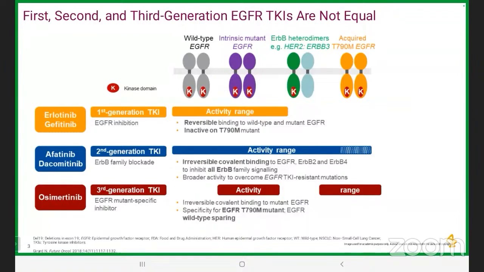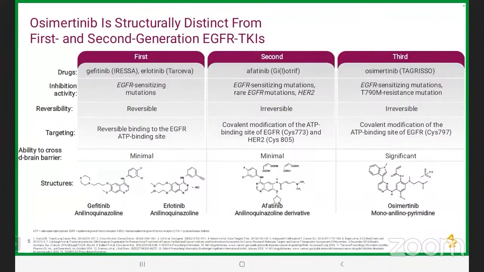But the game changer was then osimertinib. That was the third-generation TKI. It is an EGFR mutant-specific inhibitor, with irreversible covalent binding to the mutant-specific type of EGFR. And of course, it covered the most common resistance mutation, T790M, which renders the EGFR-mutated cancer cell resistant to the TKIs. And thus, this led to widespread trials and widespread usage of the drug.